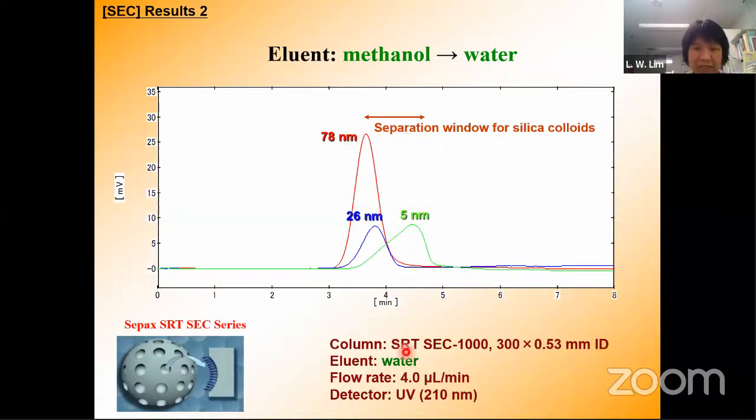So we also tried another method. It is not the same as SEC, size exclusion, but it used the same phenomena.